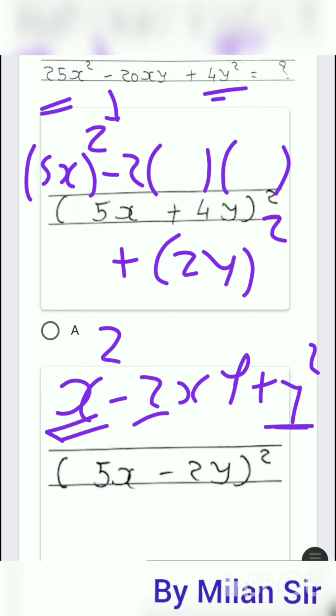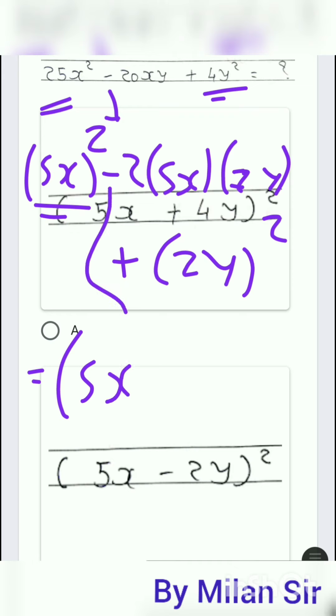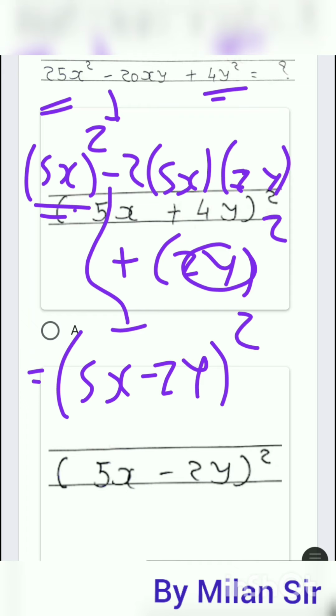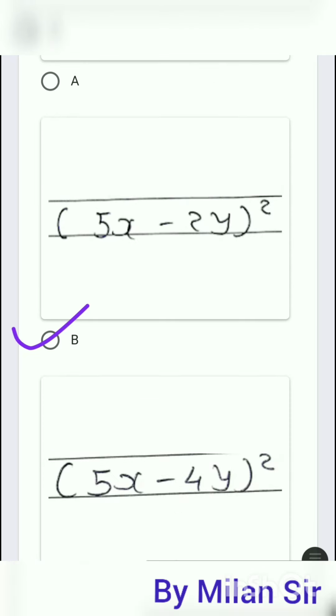Okay, so here 5x and 2y. Now what is the final answer? First bracket 5x, here we need to take only the sign, and last bracket 2y all square. We need to write the first bracket, take the sign of the middle term, and write the third term, then all square. So (5x minus 2y) all square. So (5x minus 2y) all square, that is our option number B. It is the correct answer. 25x square minus 20xy plus 4y square is equal to (5x minus 2y) all square.